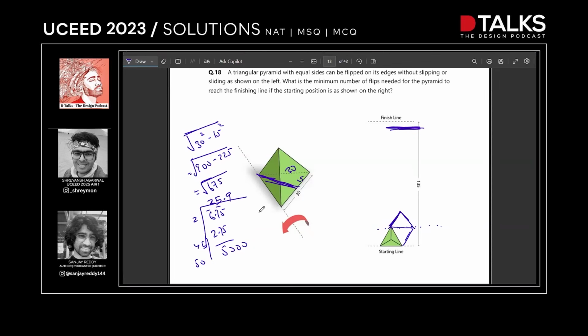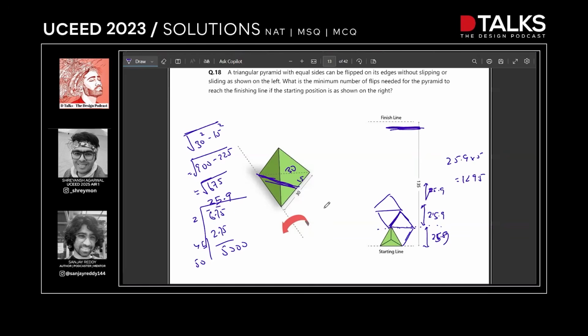Okay, I should make it more clear. So first flip, there's no vertical movement. Second flip, you get to move another 25.9 centimeters above, right? Every 2 flips. Then 2 flips more, you're going to get more 25.9 centimeters, right? So this is going to go on for 5 times. Why? Because 25.9 times 5 is going to be somewhere around 129.5.